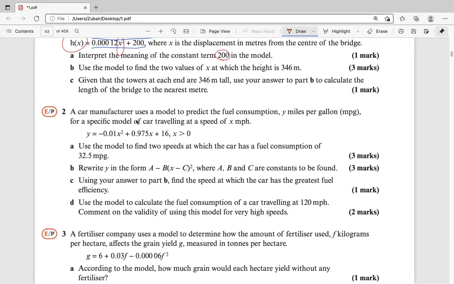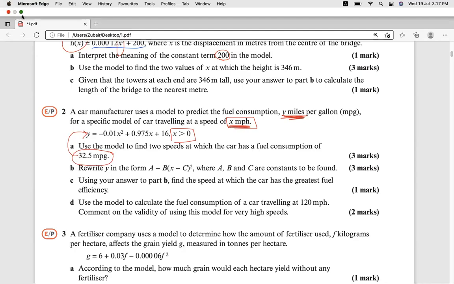The second question is: a car manufacturer uses a model to predict the fuel consumption Y miles per gallon for this specific model of the car traveling at a speed of X miles per hour. So the model is given, Y is the miles per gallon and X is the speed. Normally we know that traveling at higher speeds means more consumption. And where X is greater than 0, that obviously means it is not at rest, it is moving. Use the model to find the speed at which the car has a fuel consumption of 32.5 miles per gallon. So this is the value of Y. We will substitute the value of Y here and find the two values of X.